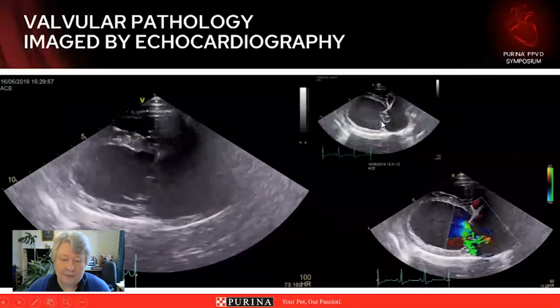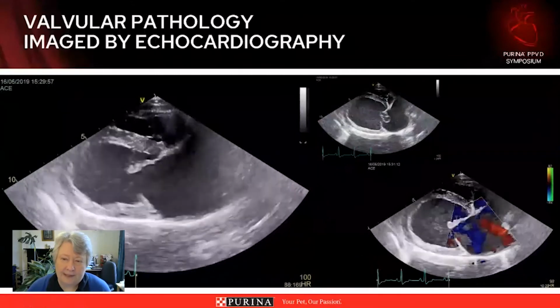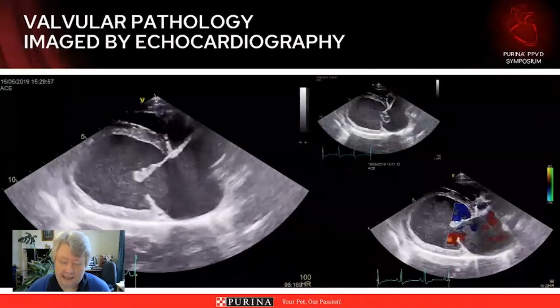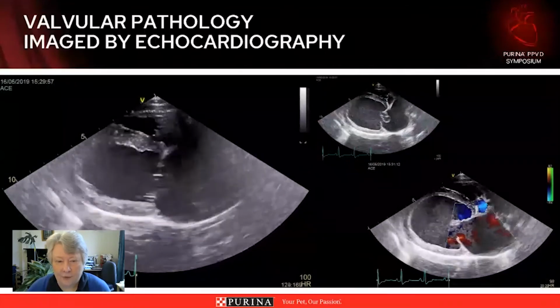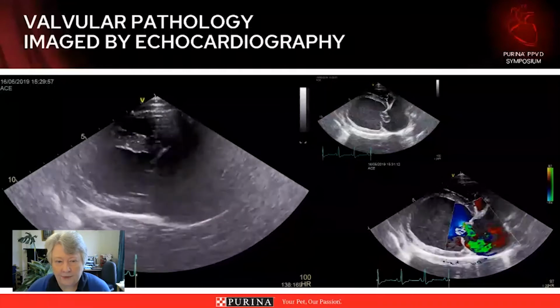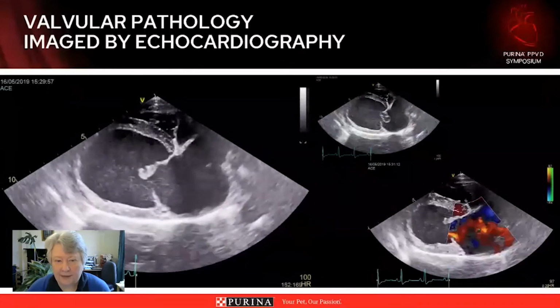So this represents mitral valve prolapse, but this is a particularly severe case in a whippet that looks very, very florid and very abnormal. So this is what the valve pathology leads to clinically that we're used to seeing.